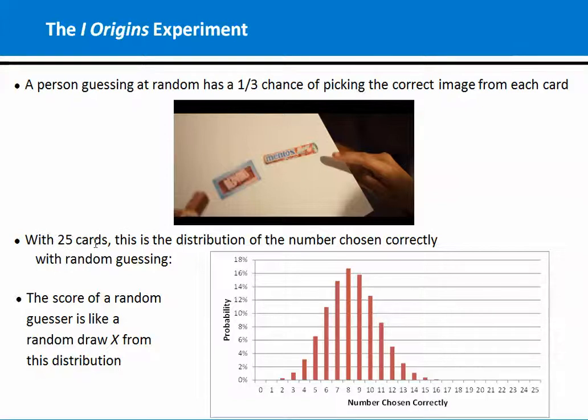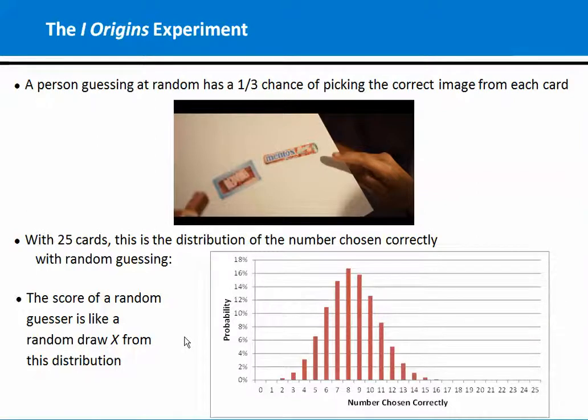So across 25 cards, the person might score as few as 0 correct, or might get a perfect score and get all 25 correct. And this picture here illustrates the probabilities that somebody guessing at random would get 0, 1 correct, 2 correct, 3 correct, and so on. And now we're not going to worry about exactly where these probabilities come from. They're something called a binomial distribution. But what matters for our discussion is that we have a model that describes the probabilities of getting 8 correct, 9 correct, and so on if you're guessing at random and have a 1/3 chance of picking the correct image each time.